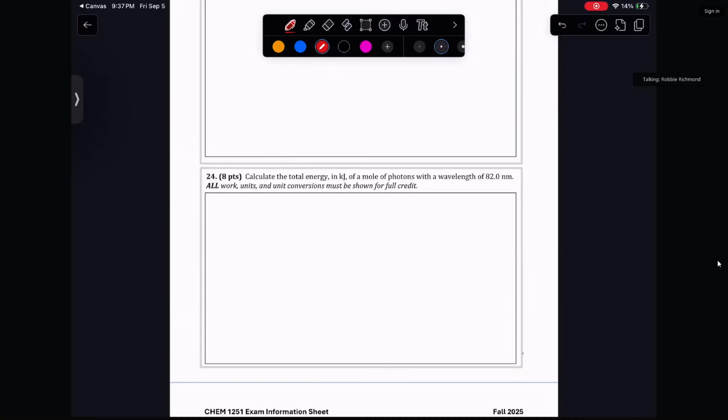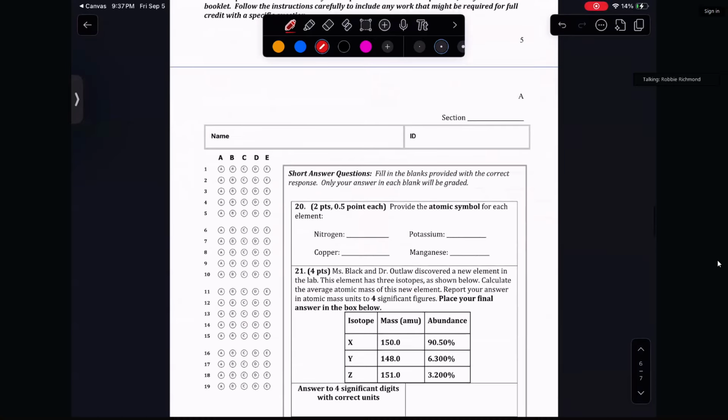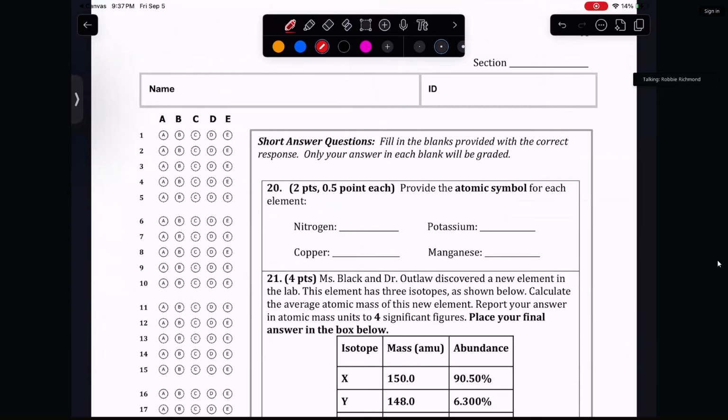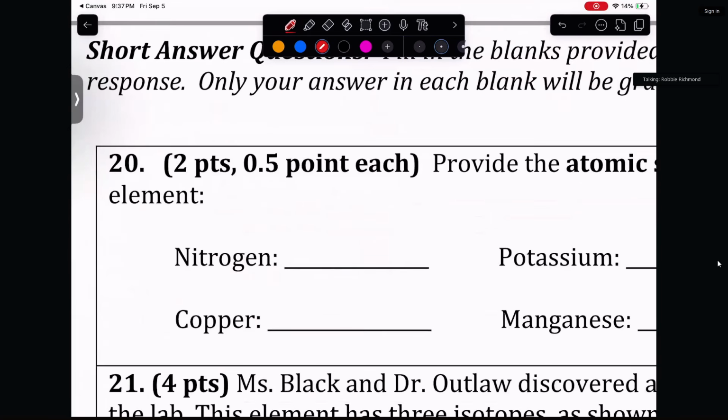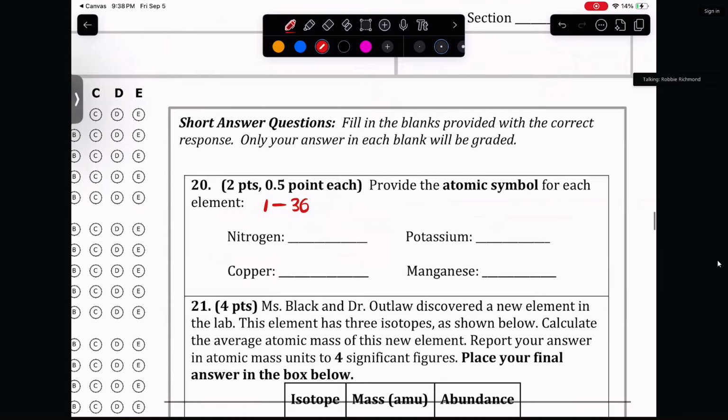All right, so going with that strategy, let's start with question 20. Provide the atomic symbol for each element. You're just going to have to do rote memorization. The requirement for Gen Chem 1 is elements 1 through 36. So let's just go through them. And usually these elements have a specific order or kind of theme. It's usually the first letter or the sound of the element. So nitrogen, N.